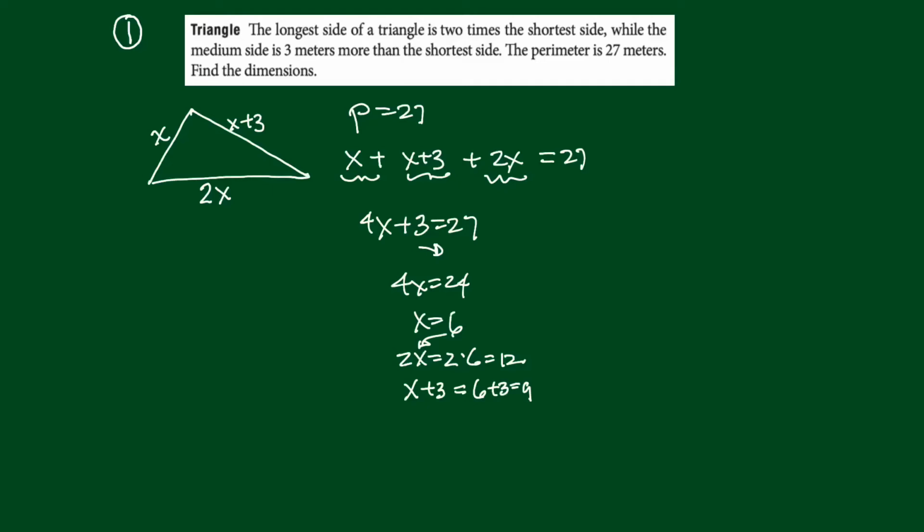So now our answer is not x equals 6. 2x is 12, and x plus 3 is 9. Our answer is, what's the question? Find the dimensions. Well, the dimensions are, let's see if I can write it here, 6 meters, 9 meters, and 12 meters.